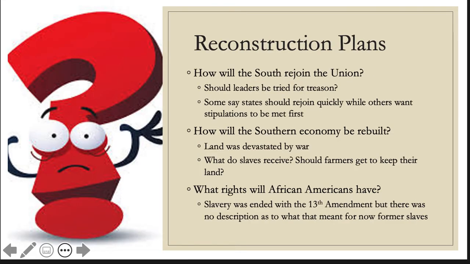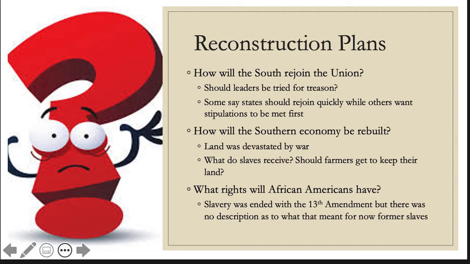There's a few questions that we have to answer when it comes to making a plan for Reconstruction. One major one is how will the South rejoin the Union? Do we try their leaders for treason? Because technically, if you were a Confederate military leader or Confederate soldier, nonetheless, you were trying to overthrow the government, and that is treason. And some are going to say that states should just rejoin quickly. Let's get this over with and let's move forward. While others are going to want to put stipulations on these southern states rejoining the Union, kind of put hoops up for them to jump through.